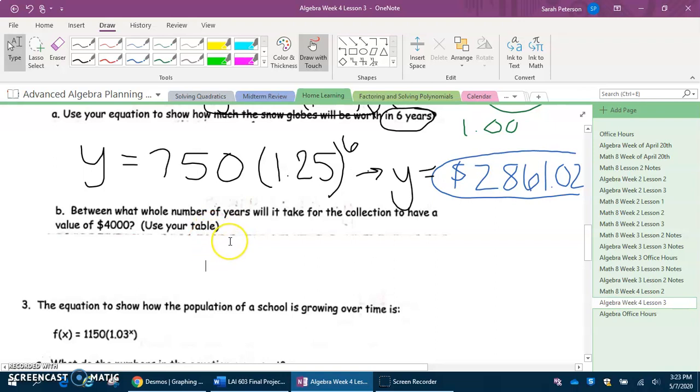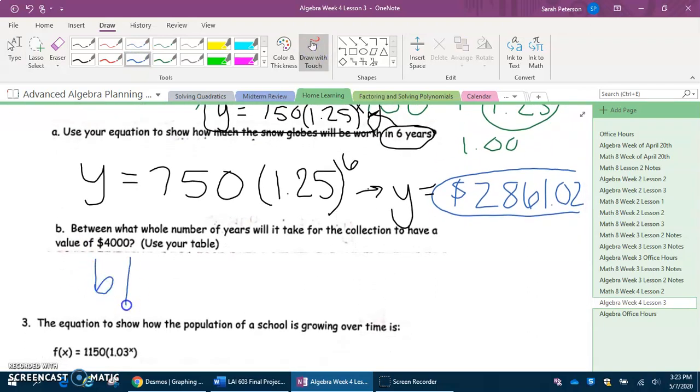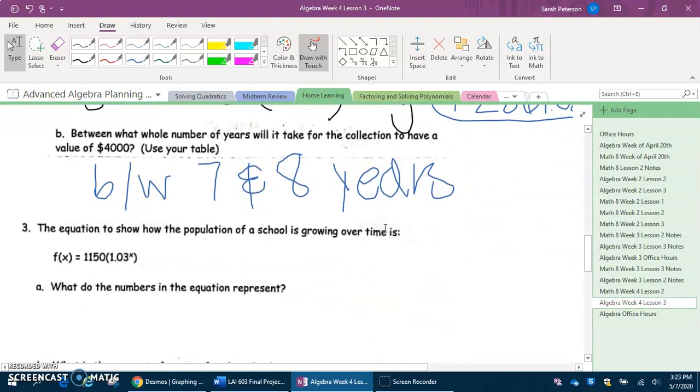So you can say between 7 and 8 years. If it wants you to use your table, it'll say between what 2 years. If it wants you to use your equation, it should usually say use equation. So those are the two examples I'm going to go over in this video, and in the next video I will go over 3 more examples.